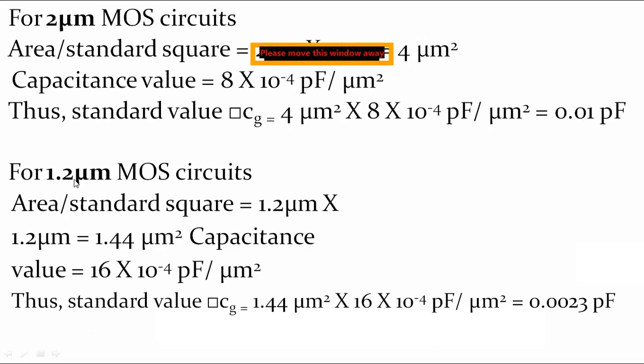For the 1.2 micrometer MOS circuit, the area is 1.2 into 1.2, that is 1.44 micrometer square. The capacitance value for 1.2 micrometer is 16 into 10 to the power of minus 4 picofarads per micrometer square, so 1.44 into 16 into 10 to the power of minus 4 picofarad, which is equal to 0.0023 picofarads. These are the three ways to calculate the values for different technologies and processes.